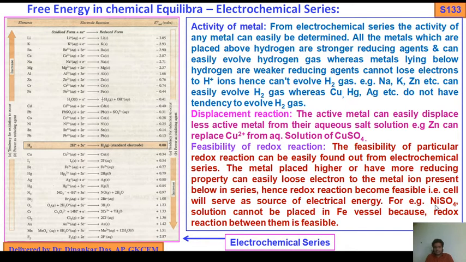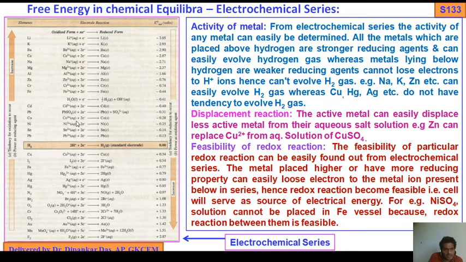For example, nickel sulfate solution cannot be placed in an iron vessel because a redox reaction between them is feasible. Now come to the point. Here, at the top, the most reducing agent is lithium, minus 3.05, potassium minus 2.93, barium 2 plus minus 2.90, calcium 2 plus, sodium, magnesium 2 plus minus 2.37, aluminium minus 1.66, zinc 2 plus minus 0.76, chromium 3 plus minus 0.74, Fe2 plus minus 0.44, and this is the water.